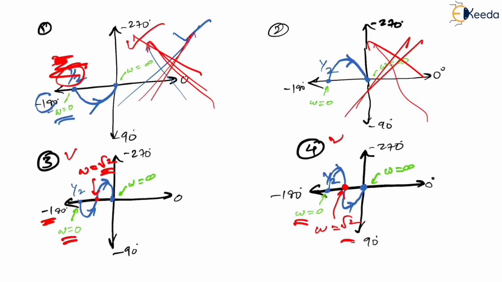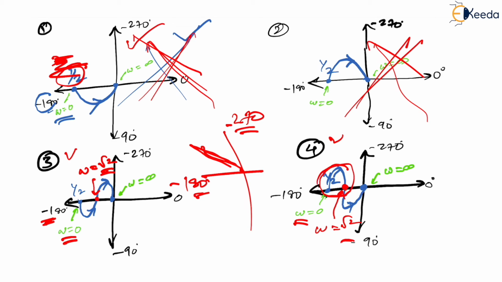Minus 184 indicates that, see, this is minus 180 degrees, right? And on top of this is minus 270 degrees, so it comes somewhere here. It is between minus 180 degrees and minus 270 degrees, which means the fourth one is the answer, because in this particular region you have this particular frequency. So case 4 is the answer, and your polar plot has to look like case 4.